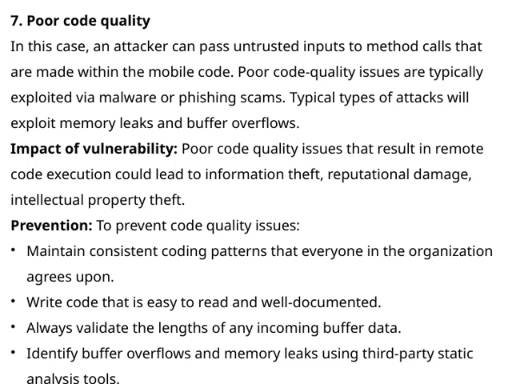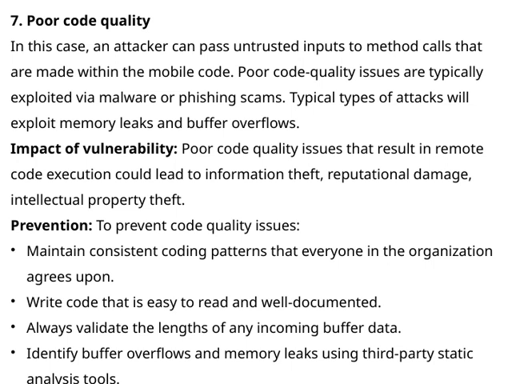Poor code quality that leads to remote code execution could result in theft of sensitive information, damage to our organization's reputation, or even theft of intellectual property. So, how do we prevent these issues? First, it's crucial to maintain consistent coding patterns that everyone on the team agrees upon. This helps ensure quality and reduces mistakes.